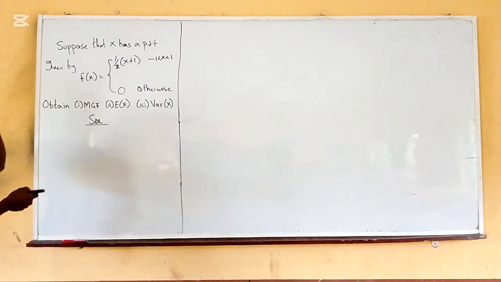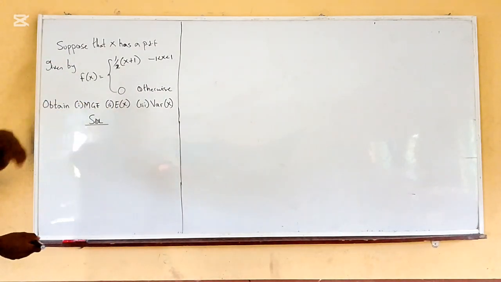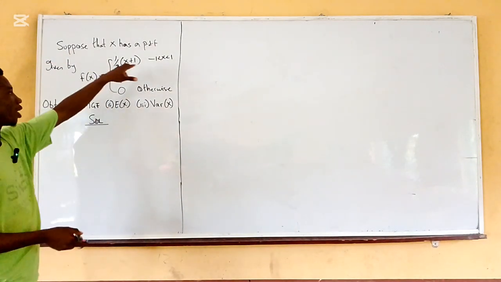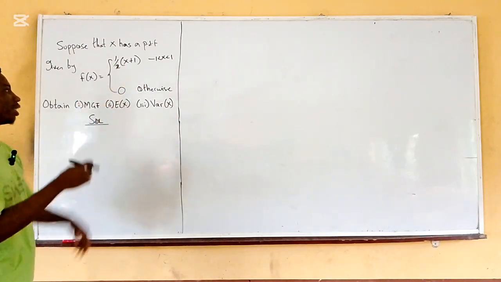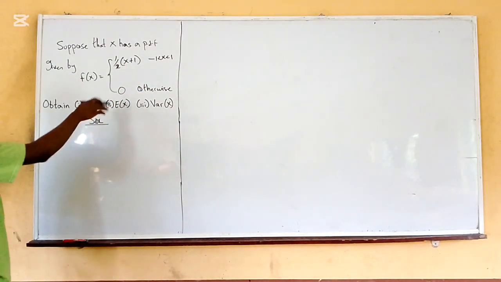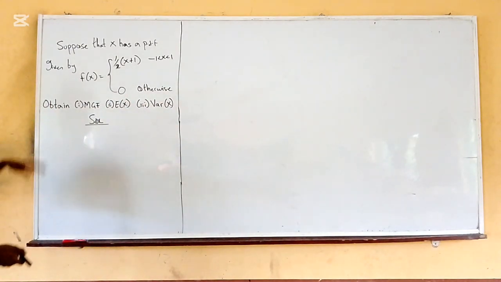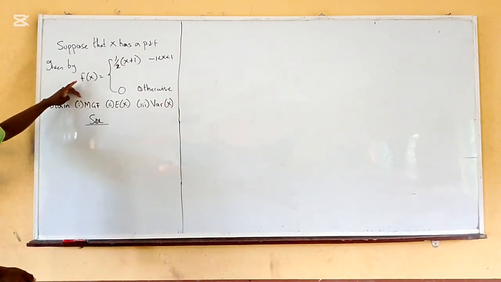Now the question says, suppose that X has a PDF given by 1 over 2x plus 1, and the range is -1 less than x less than 1, 0 otherwise. Obtain the MGF, E of x, variance of x. So the first question there is we should obtain the MGF.